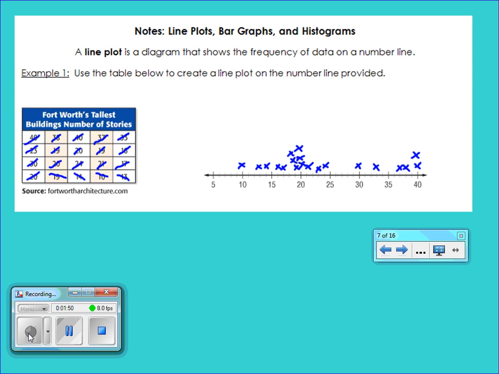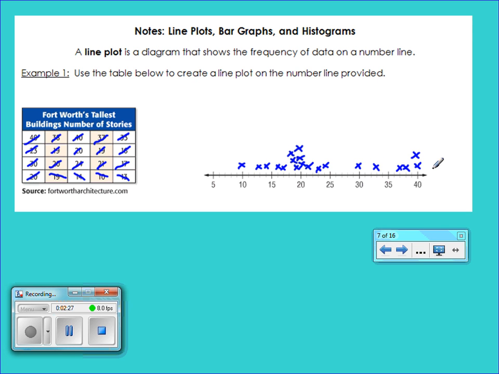All right. So after you get all of your points plotted from Fort Worth's tallest buildings there, you can take a look at your data now and make some observations about it. So one thing that you can look at, and this is in your notes, is a gap. Look at the next set of data on your notes. So we've got this line plot here. We're looking at, are there any gaps here? There's hardly any buildings between 20 and 30 stories. They're either lower than 20 or higher than 30.